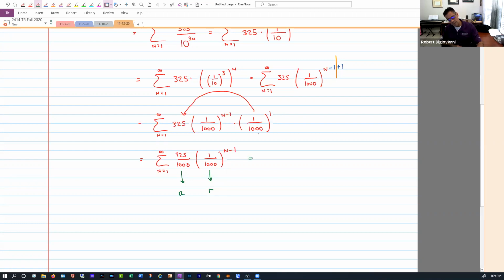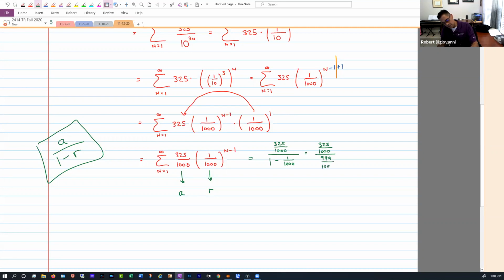And I know it converges to what? A over 1 minus R, right? This is all on your formula sheet. But remember, this will converge to A over 1 minus R. That's the big takeaway. If we have convergence, that's what it goes to. So I'm going to write that down. A is 325 over 1,000 over 1 minus 1/1000. So that gives me 325 over 1,000 over 999 over 1,000. And if I flip, like reciprocate that fraction, the thousands cancel, and I get 325 over 999.